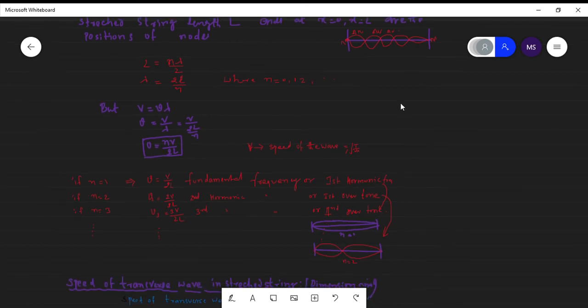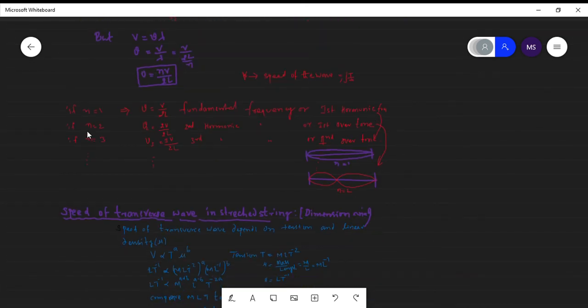Here n is equal to 1, 2, 3, giving v by 2L, 2v by 2L, and 3v by 2L, like this. If the string is plucked at the midpoint, we can get one loop of vibration. Therefore n is equal to 1, so ν1 is equal to 1 into v by 2L. This is called the fundamental frequency or first harmonic frequency.